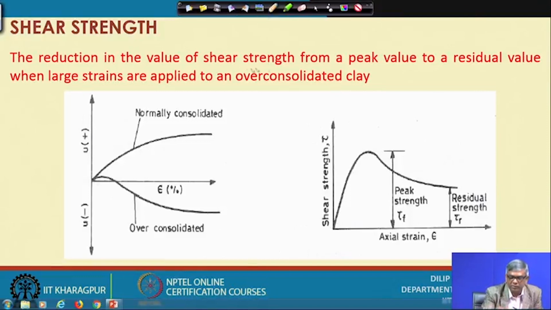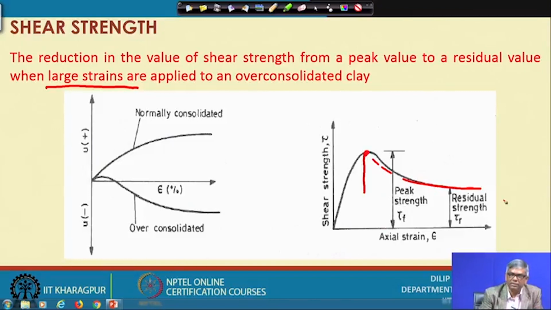There is a reduction in the value of shear strength from a peak value to a residual value when large strains are applied to over consolidated clay, typically as we have shown there. So, it will reach a peak, and after reaching the peak, if you apply a large strain, then it will fall and reach a value that is called residual strength.